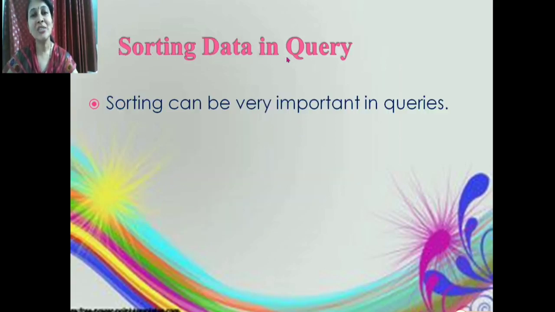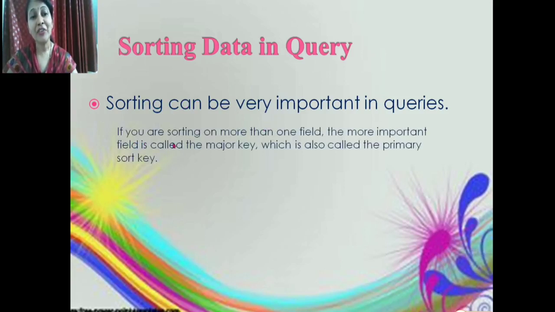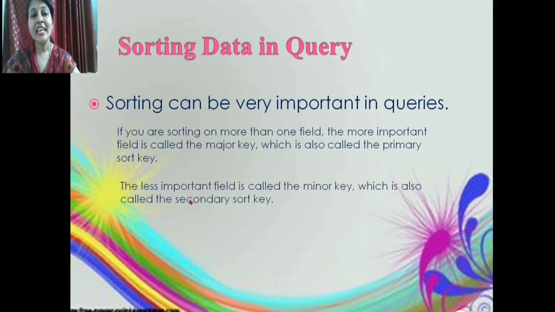Sorting data in query. Sorting can be very important in queries. If you are sorting on more than one field, the more important field is called the major key, which is also called the primary sort key. Next, the less important field is called the minor key, which is also called the secondary sort key.